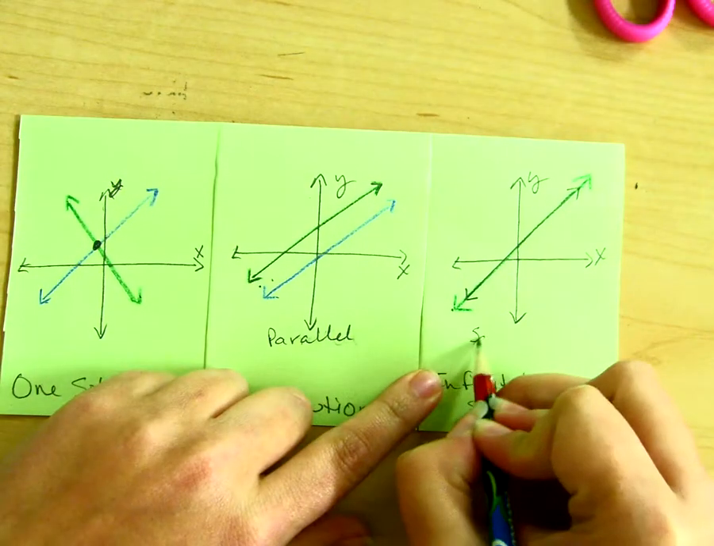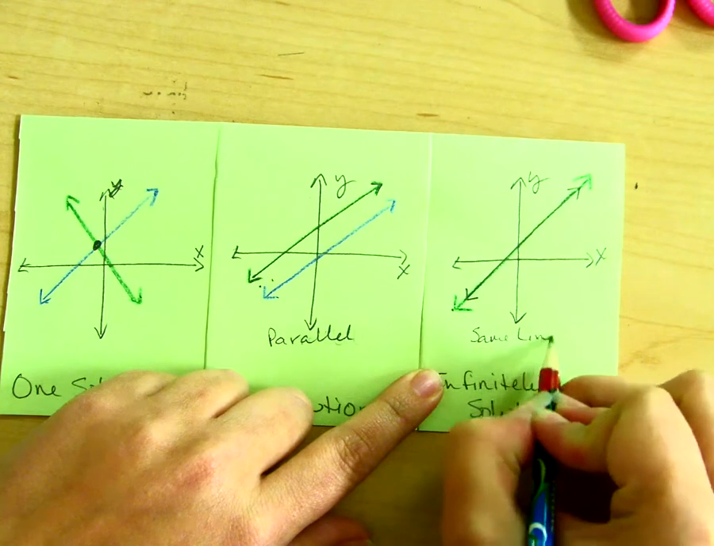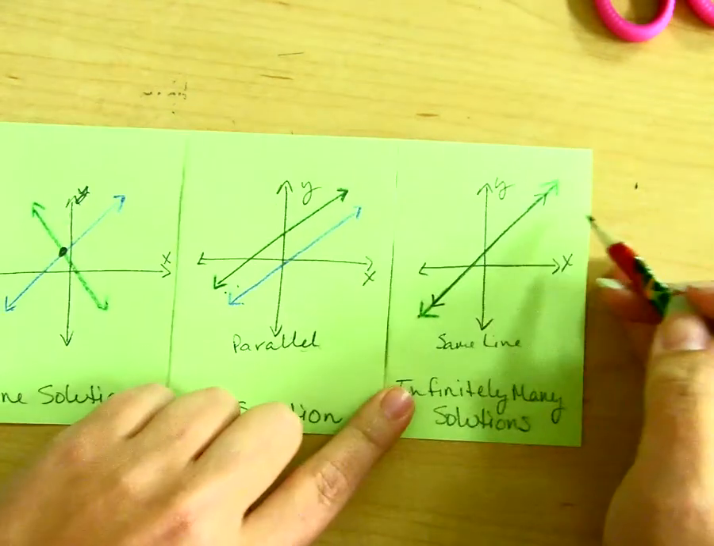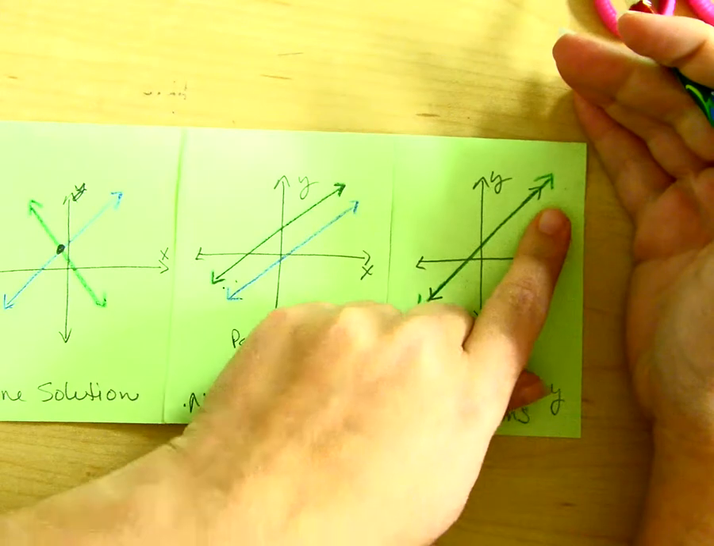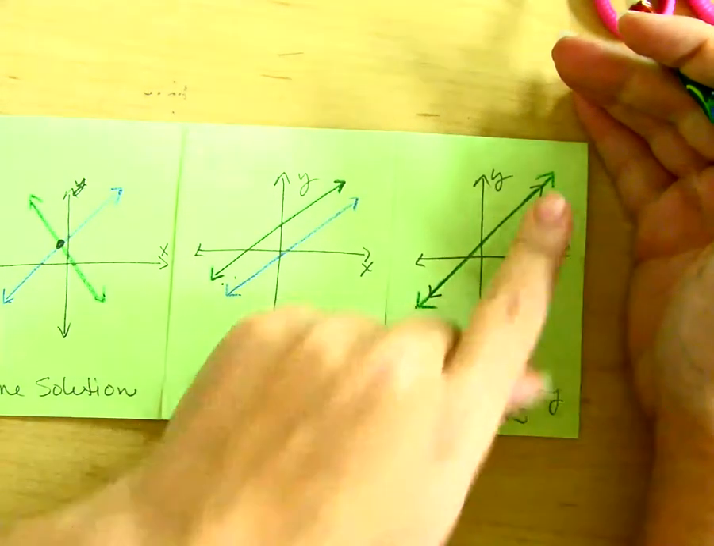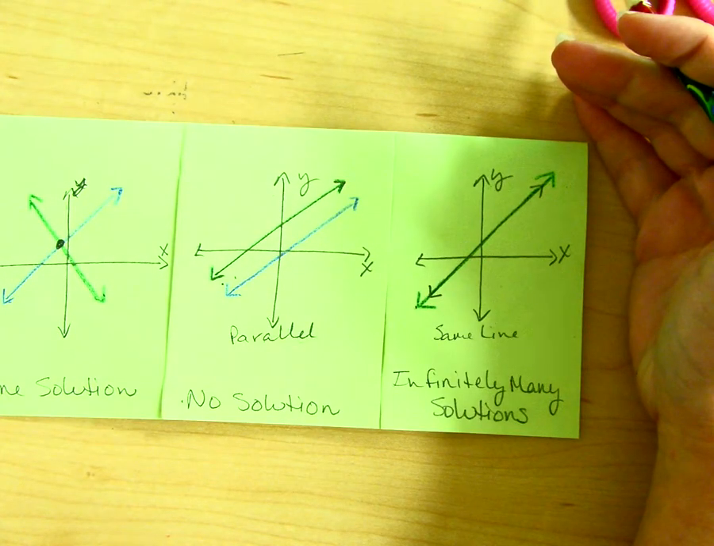And you can even write a little note to yourself, same line. The two lines are exactly the same. And the way we denote this is by showing double arrows at the end. The double arrows at the end says that's actually two lines.